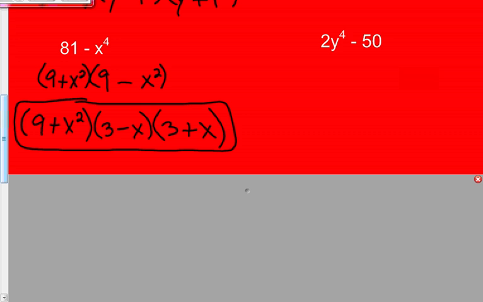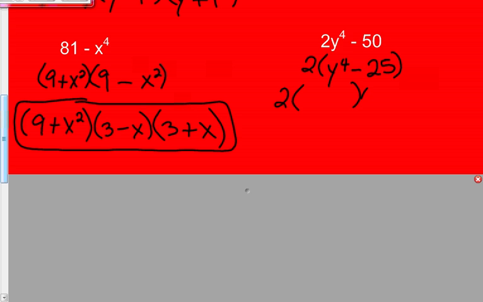Now on this one, you should notice the 2y to the fourth is not a perfect square, and neither is 50. But can we factor out anything? And yes, we can bring a 2 out. So if we bring the 2 out, we'll be left with y to the fourth minus 25. Well, now we have difference of squares. So let's continue with the 2 out here to the side.